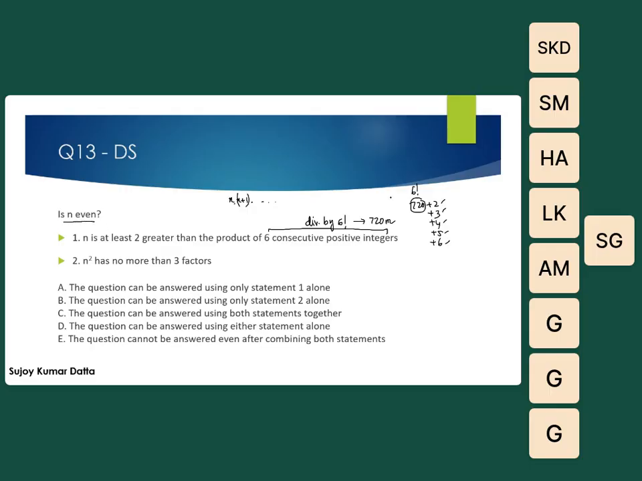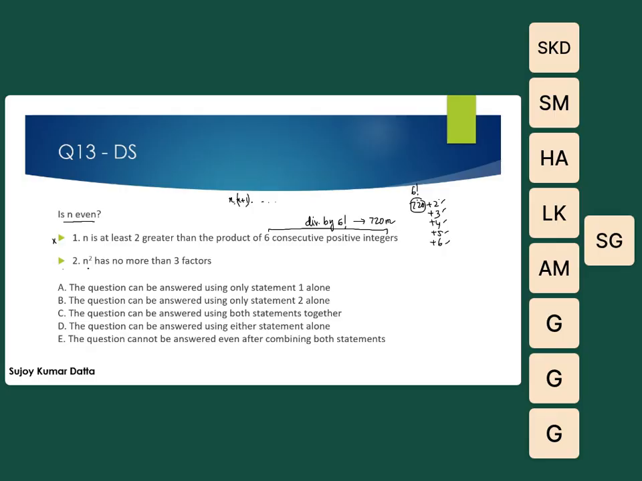So it may be even. Say if I multiply the numbers 1, 2, 3, 4, 5, 6, then add 2, it's even. But if I multiply 1, 2, 3, 4, 5, 6 and add 3, then it will become odd. So is n even? Statement 1 is not sufficient. Maybe even, maybe odd.